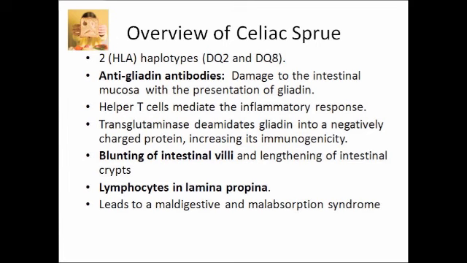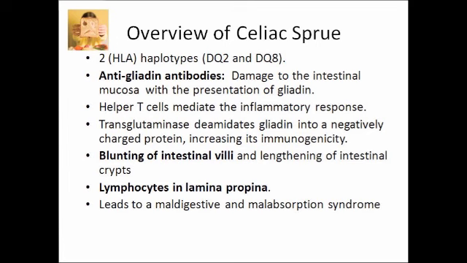Gliadin is a complex mixture of proline and glutamine-rich polypeptides obtained by alcohol extraction of wheat gluten and can produce symptoms and histological changes in the small intestine when administered to patients with asymptomatic celiac sprue. Anti-gliadin antibodies can frequently be identified in untreated patients.